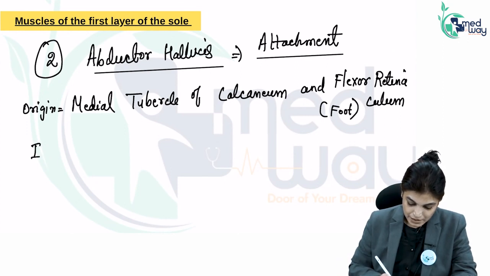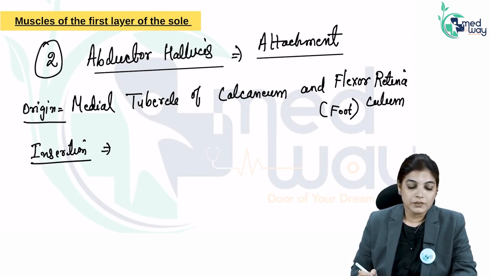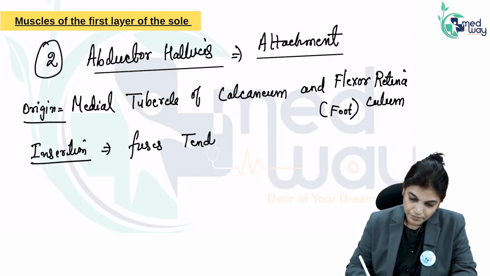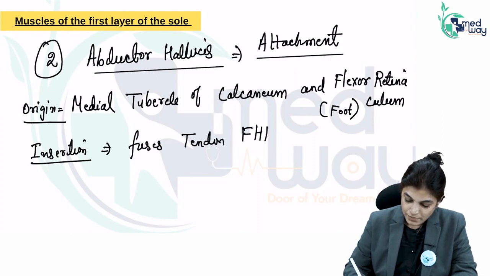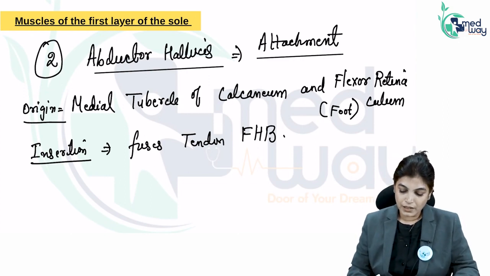And if we talk about insertion, this is hallucis, so definitely it is going towards which toe? It will be going towards the great toe. So if we talk about abductor hallucis, it fuses with the tendon of flexor hallucis brevis, and the action is abduction of the great toe.